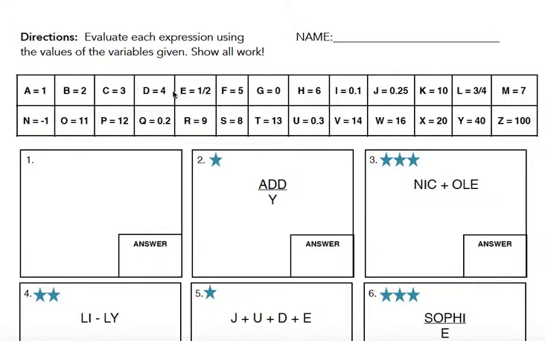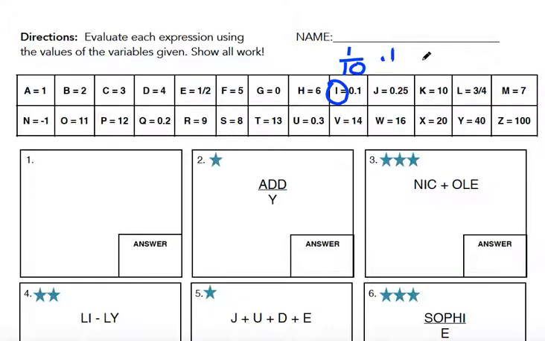So first of all, as you can see, A through Z are listed here at the top and what their values are. The letter I shows up quite a bit in your names. So I is equal to 1/10. A lot of times when I was working this out, I converted 1/10 to a fraction just to make it easier. But then sometimes I left it as 0.1.